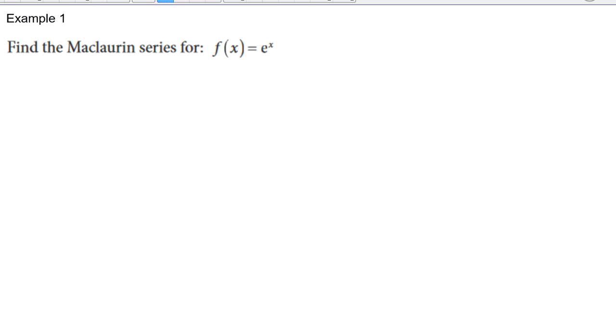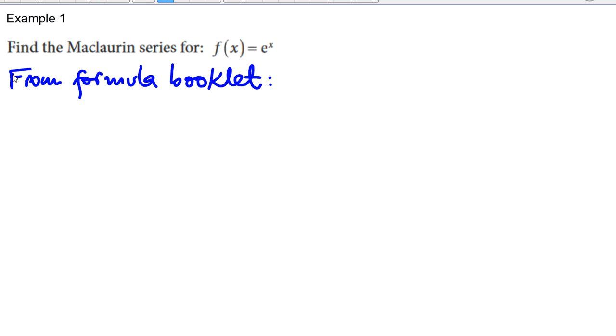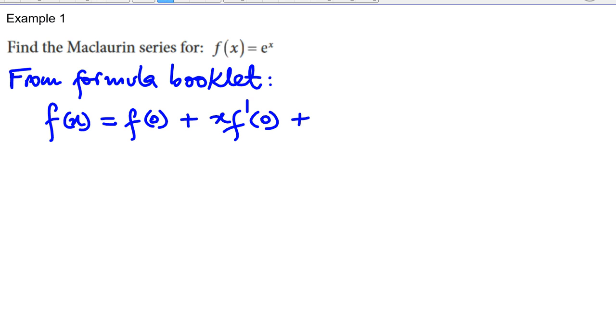Find the Maclaurin series for this function. What you're going to do is start by finding the derivatives, but of course you know the formula from the formula booklet, and so on and so forth. We have all this from the formula booklet. So what you're going to do is find these coefficients at c equal to 0, and then we should be able to end up with a Maclaurin series for this function. So let's start by finding the derivatives.